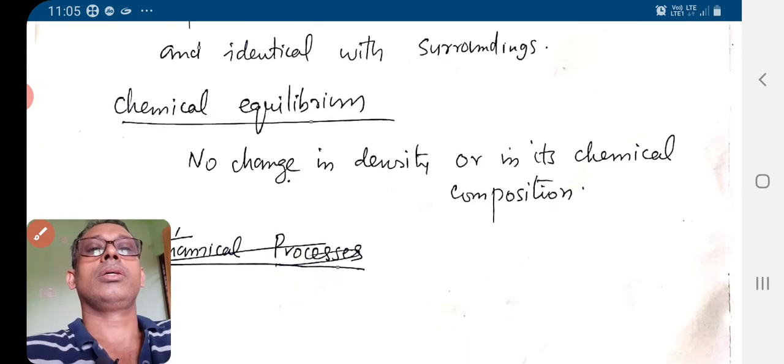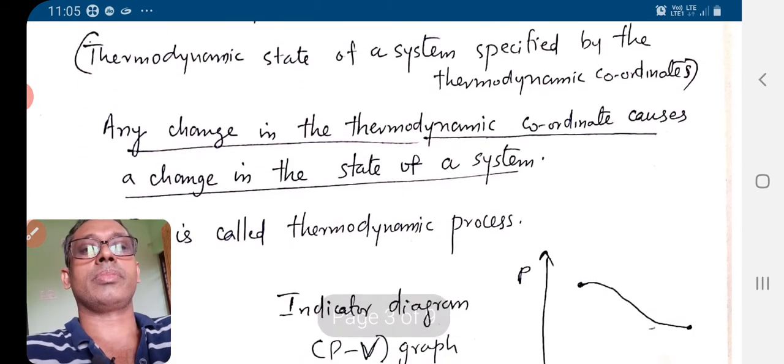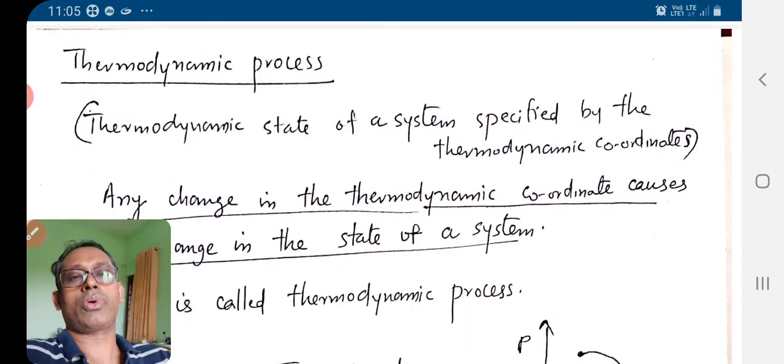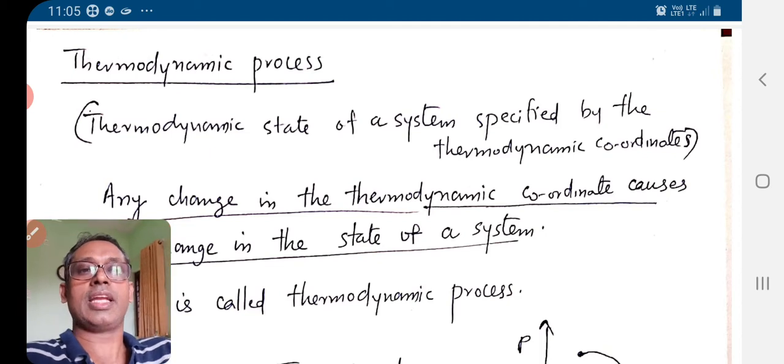Okay, so that's about equilibrium. Then we have the thermodynamic process. What is a thermodynamic process?